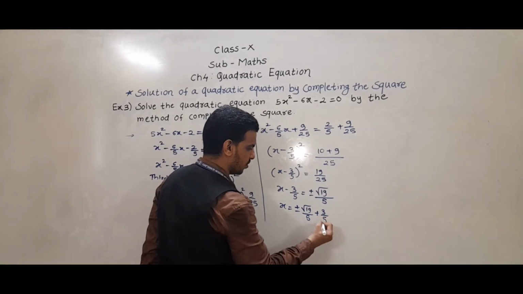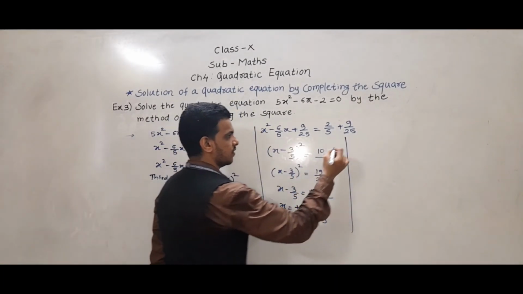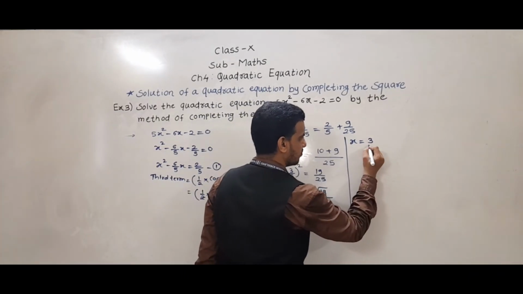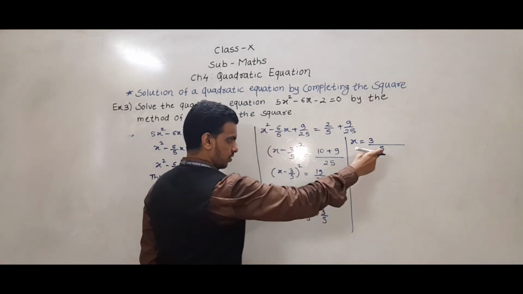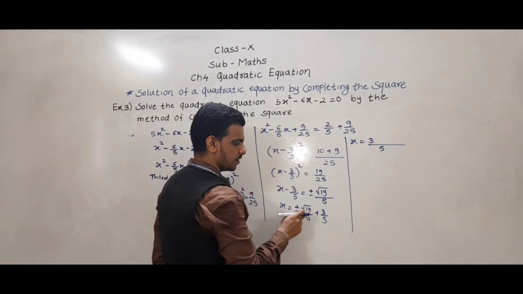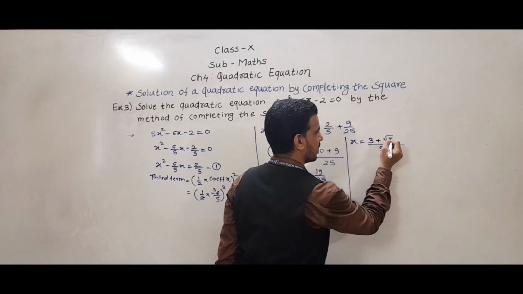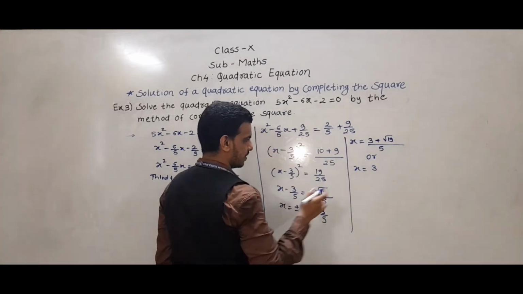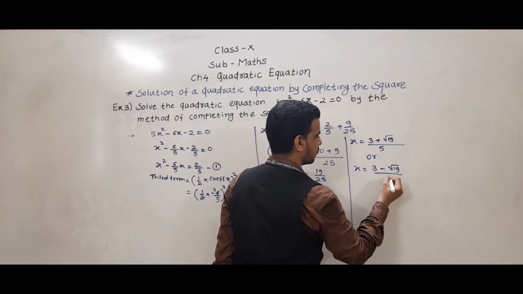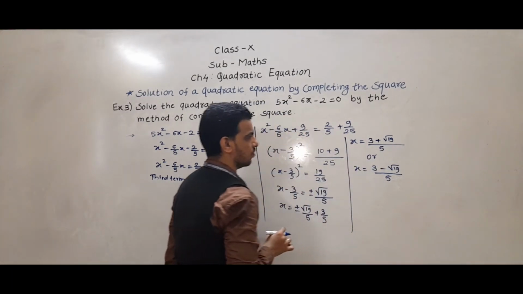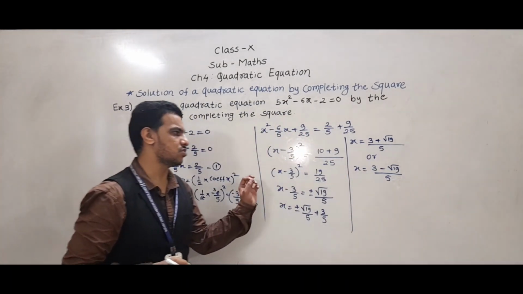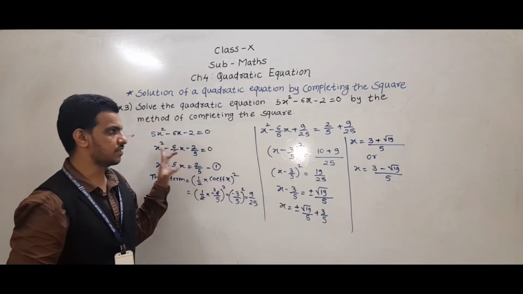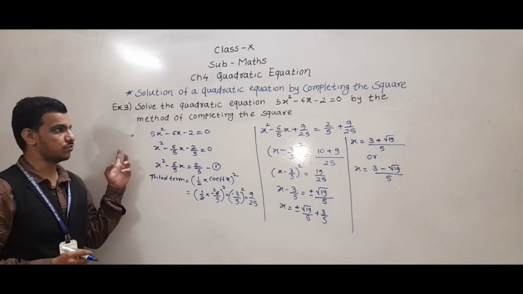So for the roots we can write x is equal to, first I am writing 3. Now the denominator is the same for both, so the denominator is 5. First take plus root 19, so 3 plus root 19 upon 5, or x is equal to 3 minus root 19 upon 5. Okay, so these are the two roots of this quadratic equation. If it is not a perfect square, keep that number as it is in the square root. Okay, understand this? Now we will take one more example.